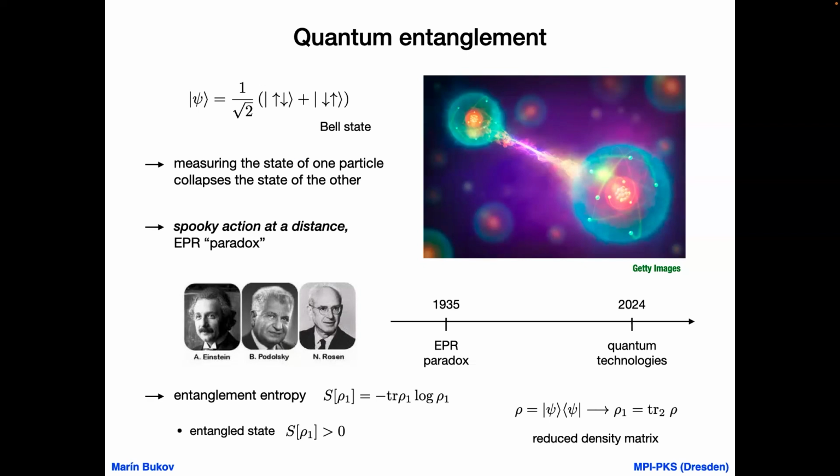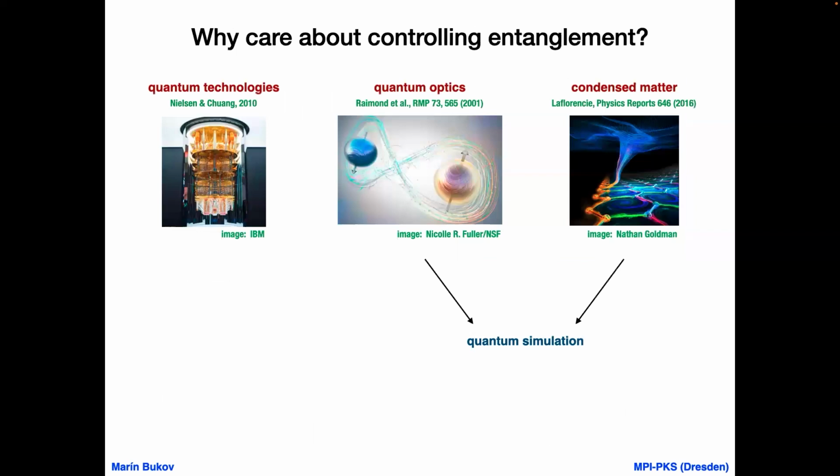And then I can compute the von Neumann entropy of this reduced density matrix. And if this number is greater than 0, then I know that my state is entangled. That is to say, there's entanglement between the 2 qubits. So this is a measure to quantify entanglement.